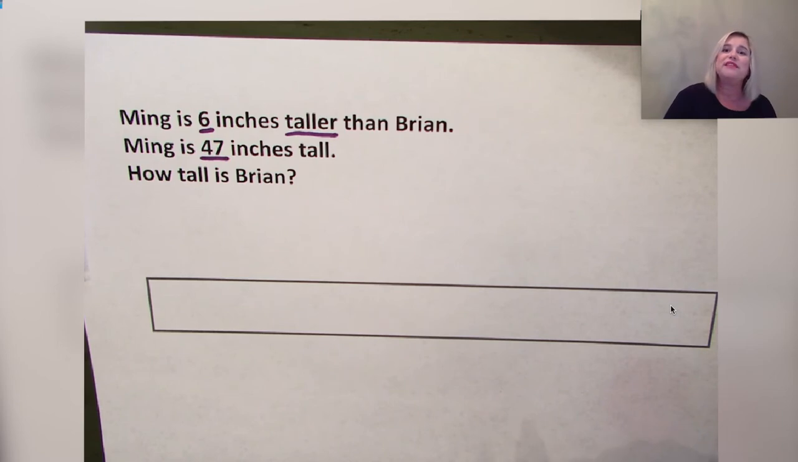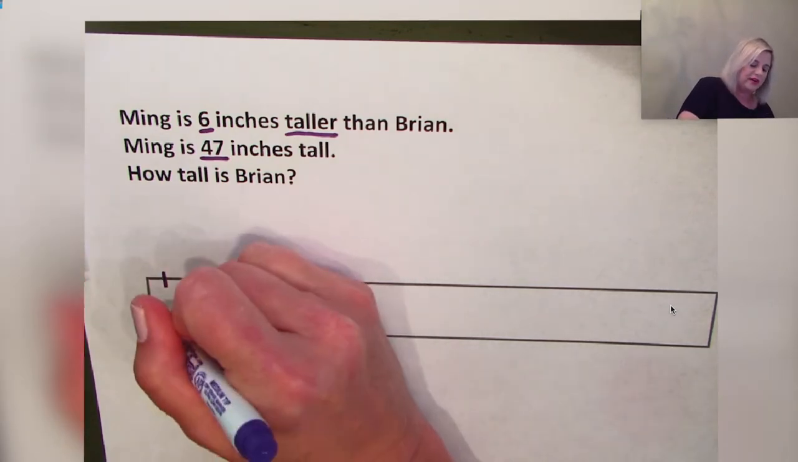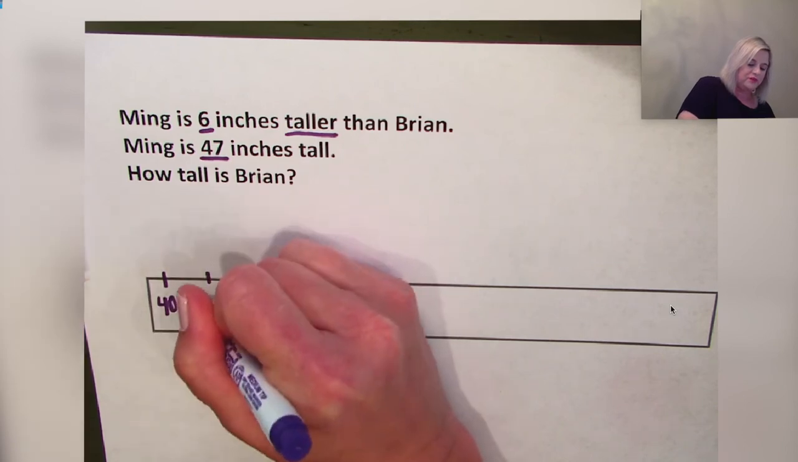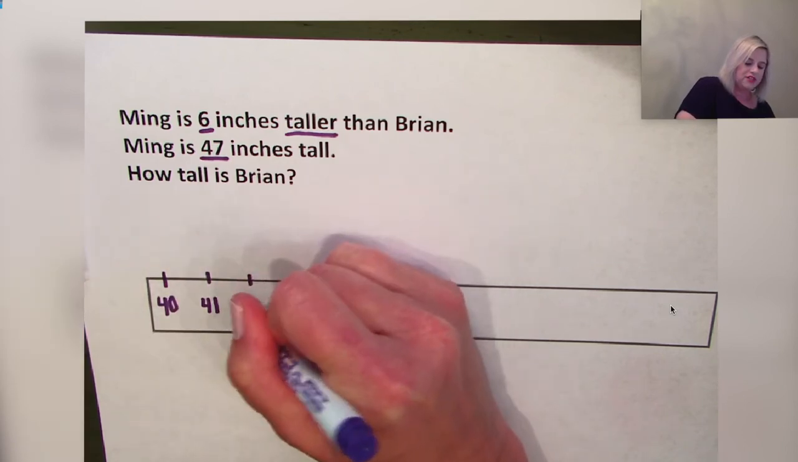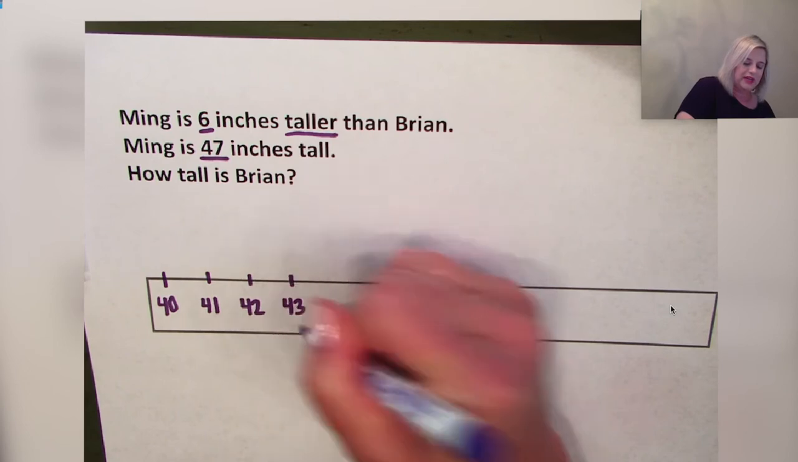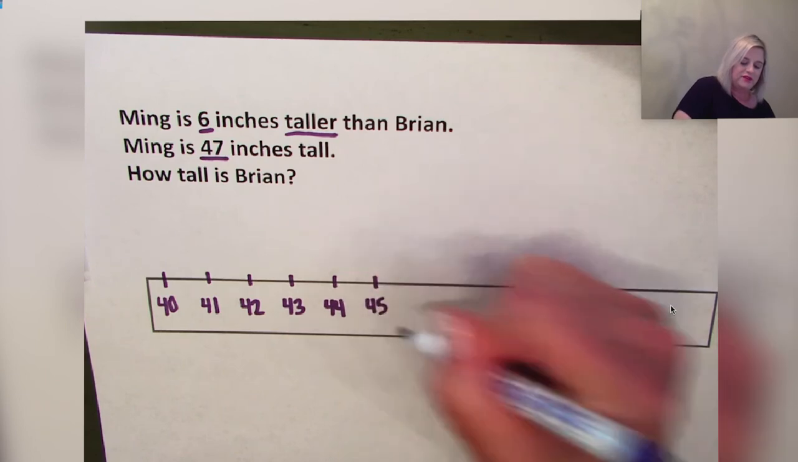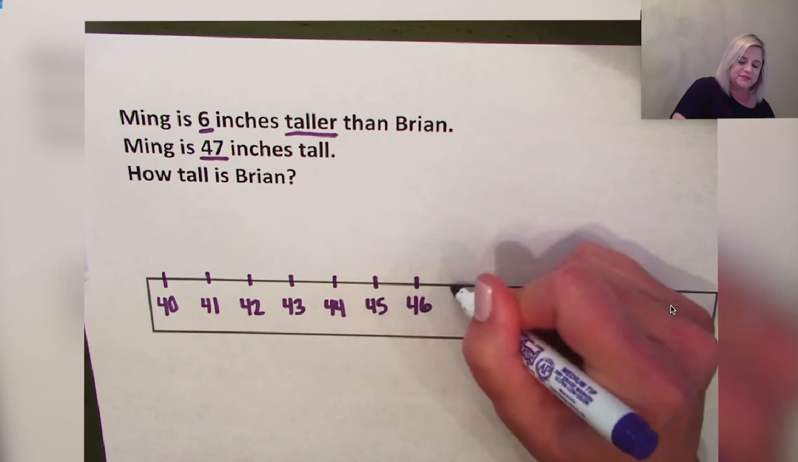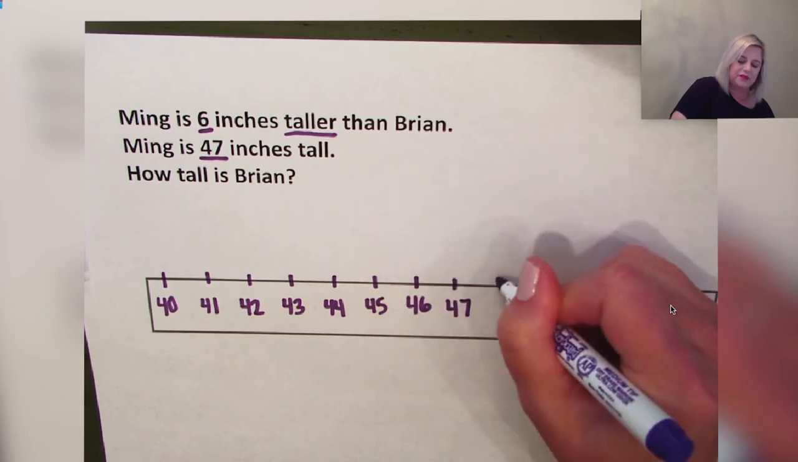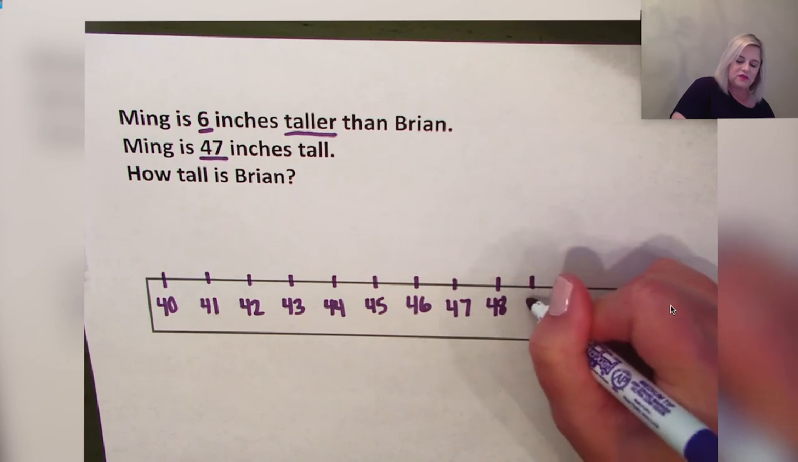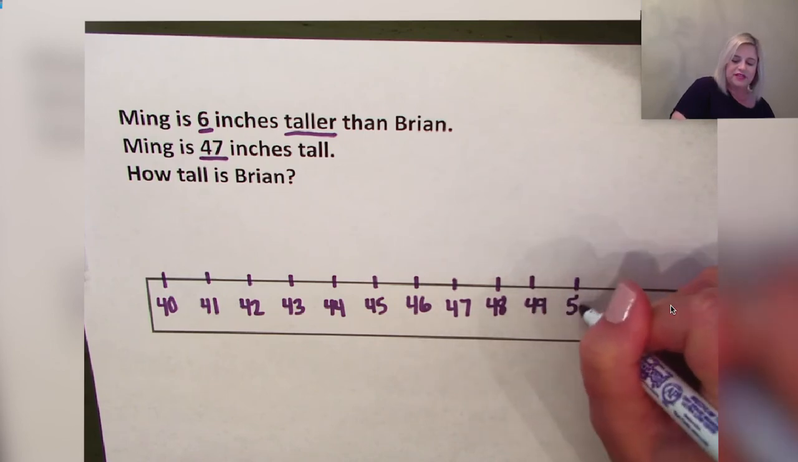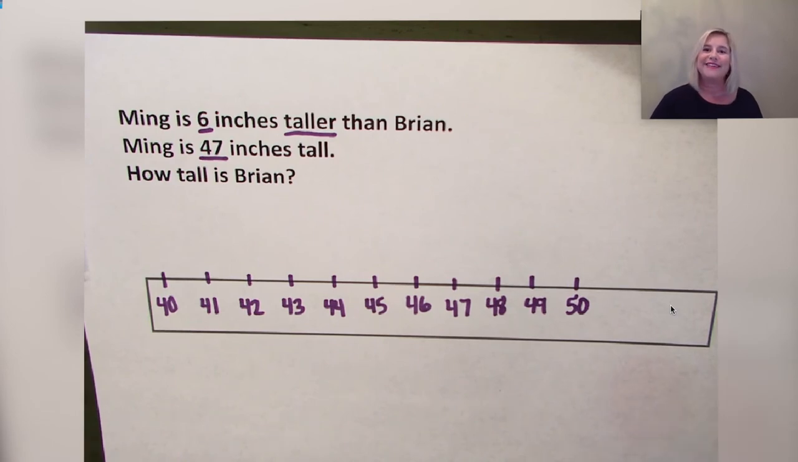Now, let's solve using a model and equation, and we'll make the model together. Let's go ahead and place our dashes. I'm going to start with 40. 40, 41, 42, 43, 44, 45, 46, 47, 48, 49, 50. Does your model look like mine? Excellent job, boys and girls.